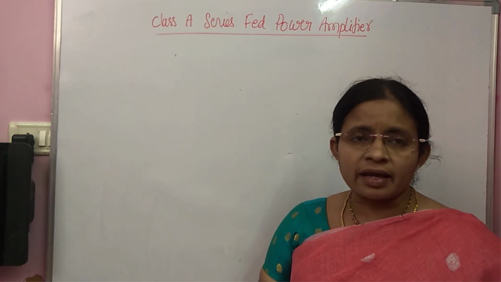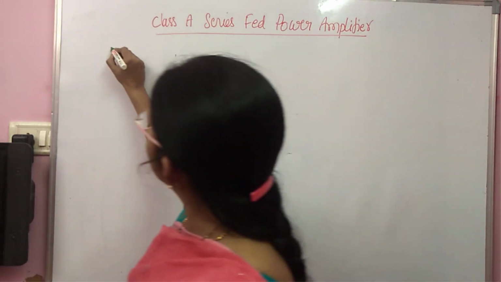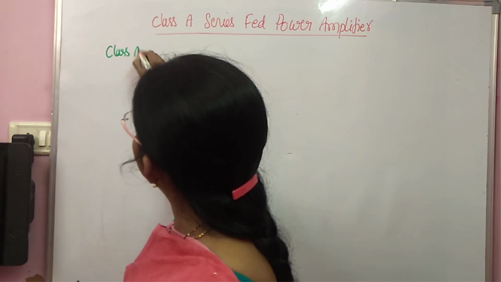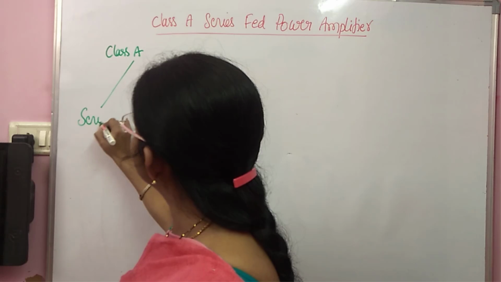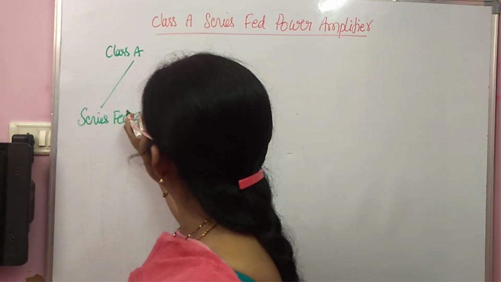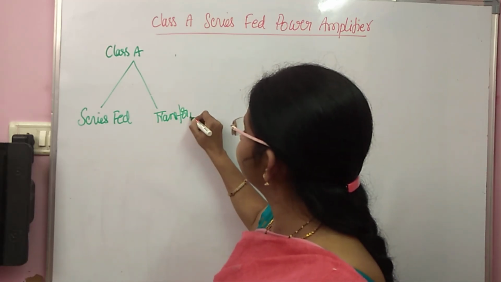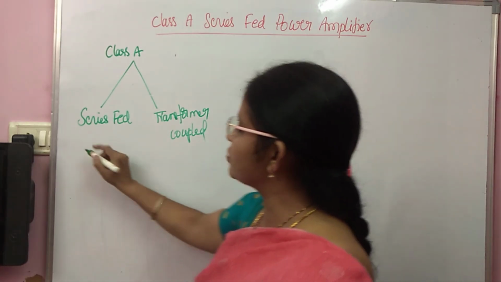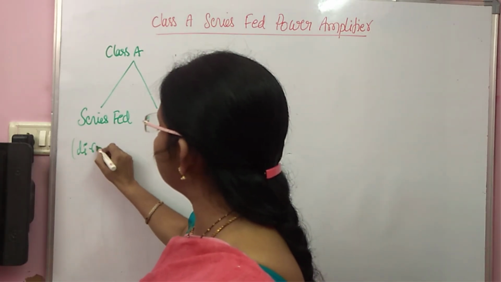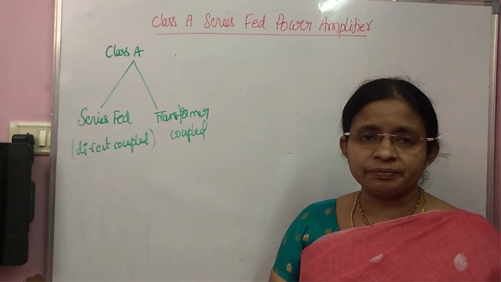Actually under Class A, we have two types of power amplifiers: series fed and transformer coupled. The series fed is also called direct couple. Now I will start Class A series fed power amplifier.